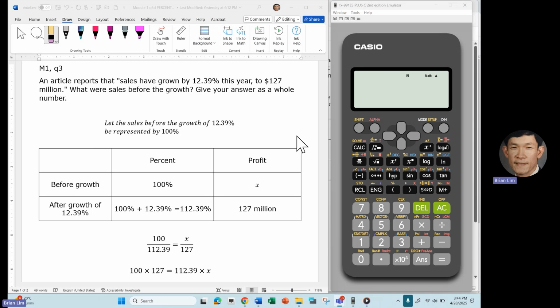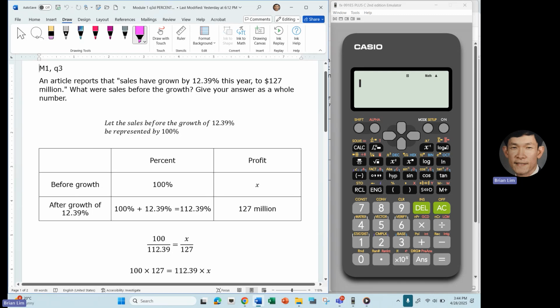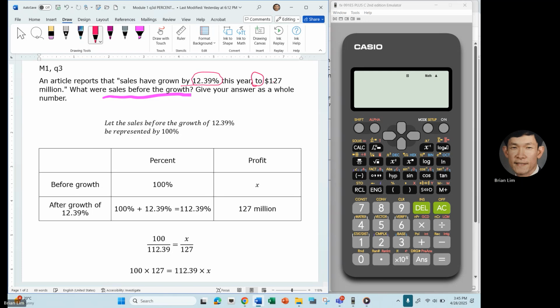Okay, so what we are interested in finding is the sales before the growth. But the sales have grown by 13.9% to 127 million. Okay, so what was it before?